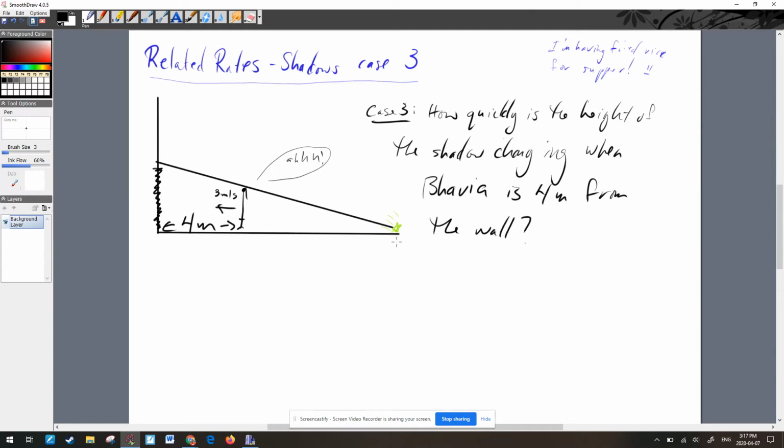Now, this firefly, in spite of Bhavya's insane fear of it, is not really interested, and it's just kind of hanging out. So the firefly isn't moving. Firefly is going to be 10 meters from the wall. So there's a scenario. Bhavya is booking it towards the wall at 3 meters per second. Bhavya is 4 meters away from the wall when we're interested in finding out what's going on, and the height of Bhavya's shadow is changing. I want to know what rate of change her shadow is experiencing as she's running towards the wall.